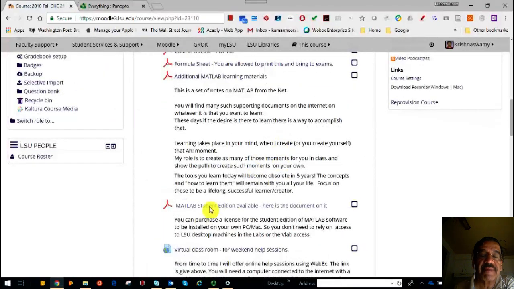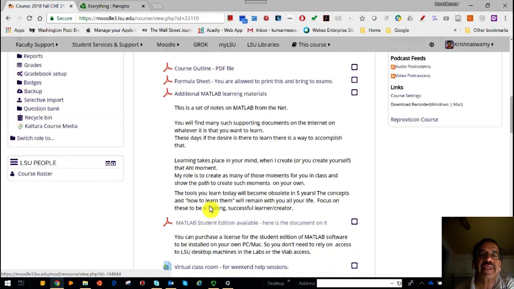There is a student edition of MATLAB that's available for about $99. I think you can order it online if you like, and download the software and install it on your own PC or Mac if you so choose. In addition, you will have MATLAB available in our chemical engineering labs, and also in a number of labs around the PFT building, and perhaps in the library as well.